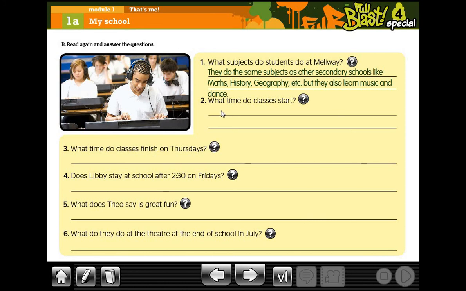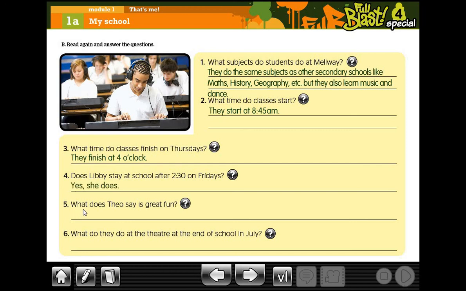Number two. What time do classes start? Try to think. What time do classes start? Very good. They start at 8:45 a.m. Let's move to question three. What time do classes finish on Thursdays? Very good, they finish at 4 o'clock. Number 4. Does Libby stay at school after 2:30 on Fridays? Yes or no? Very good, yes she does.